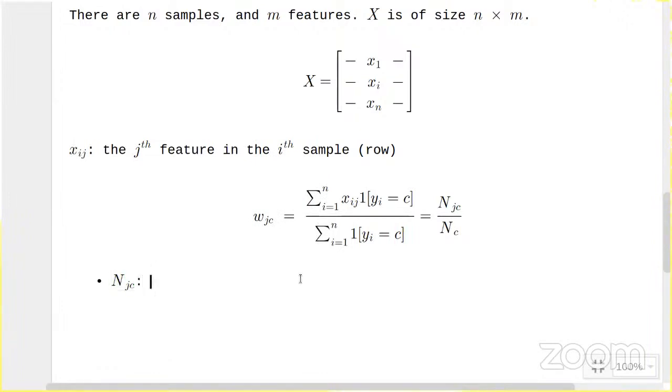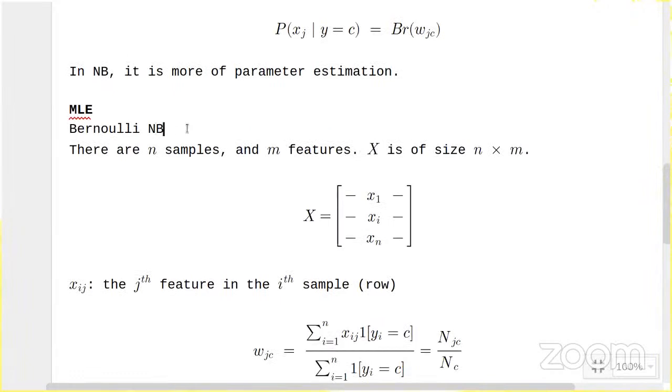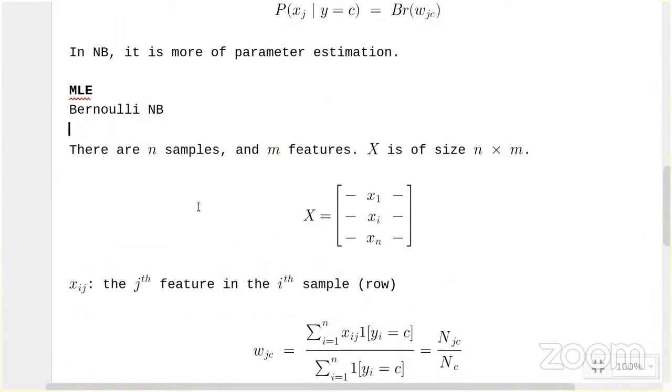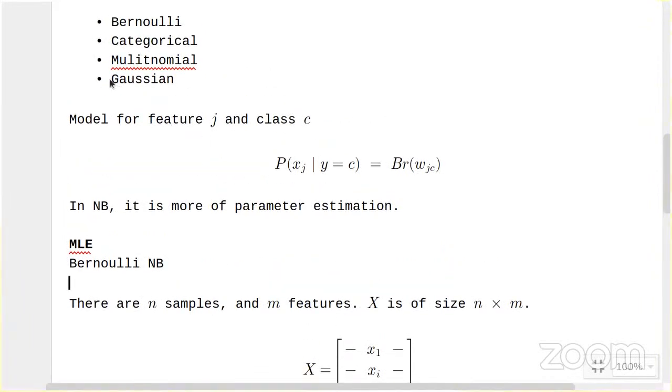Why will x_ij be 0 or 1? Because the feature can be any value, right? No, right? So we are discussing Bernoulli naive Bayes. So you use Bernoulli naive Bayes only if your feature is binary, right? Not if your feature is say some real number. We'll not do Bernoulli naive Bayes. We'll be modeling it as Gaussian.